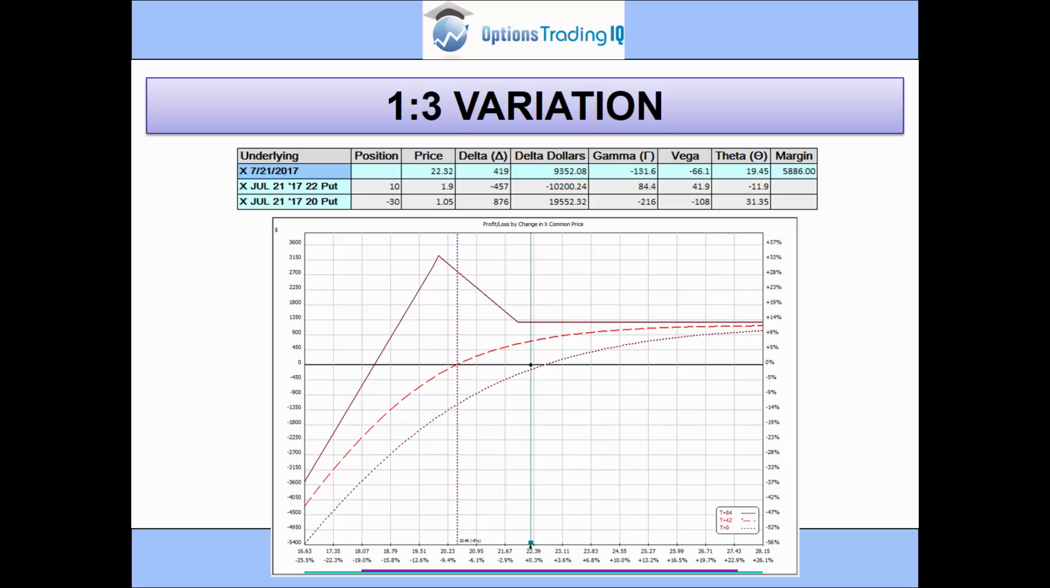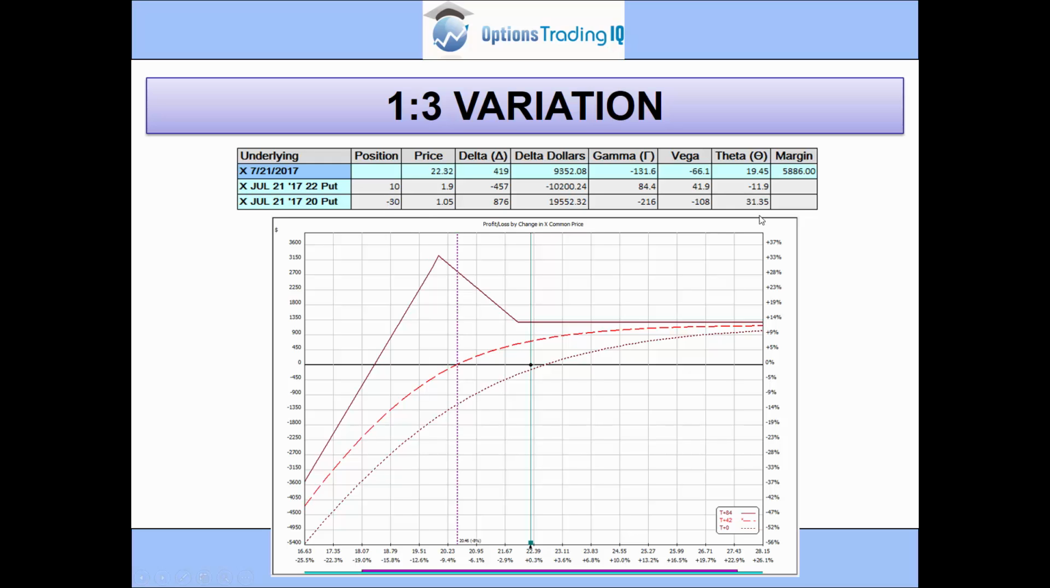You can also do a variation. You could do a 1x3. You can do any sort of variation that you can think of, really, and I discussed that in the blog post. So here, if we go for a 1x3 variation, we're still buying 10 of the $22 puts, but this time we're selling 30 of the $20 put. So it increases the risk on the trade significantly.